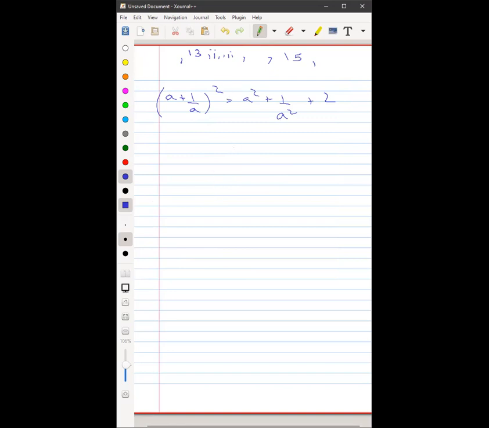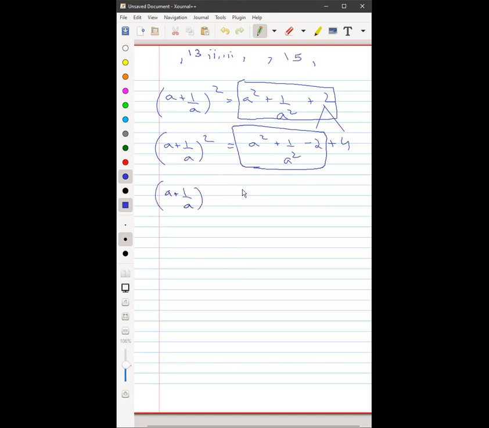But now we want a relationship between a plus 1 upon a and a minus 1 upon a. Can I convert this side into a minus 1 upon a, the whole thing square, anyhow? Can I write this like this? A plus 1 upon a, the whole thing squared, is a squared plus 1 upon a squared minus 2 plus 4. Can I split plus 2 into minus 2 plus 4? I can. Now, what is this identity? So a plus 1 upon a, the whole thing squared, can also be written as a minus 1 upon a, the whole thing squared, plus 4.